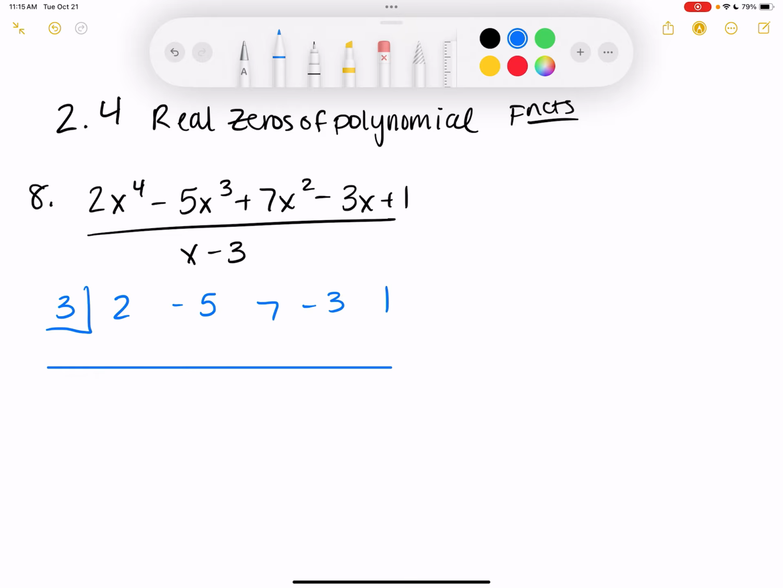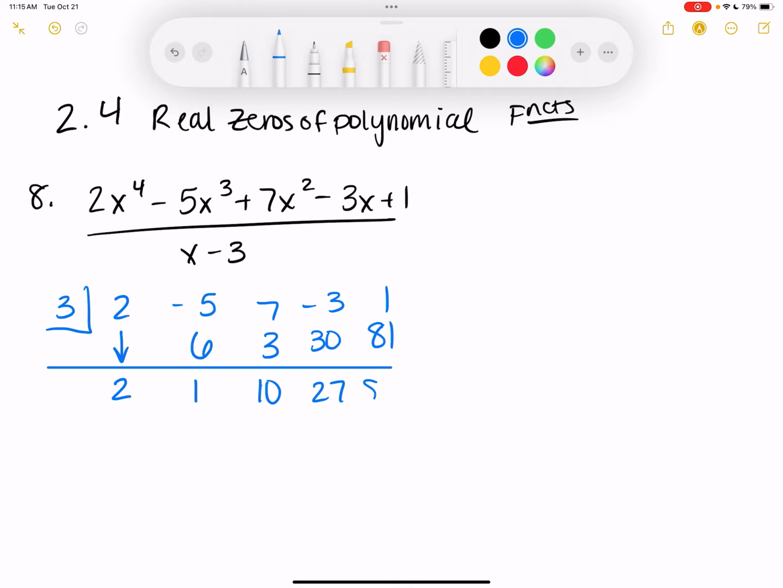We bring down the first number, then we multiply it by what's in the box. So multiply by 3, we get 6, minus 5 is 1, times 3 is 3, add 7 is 10, times 3 is 30, minus 3 is 27, times 3 is 81, plus 1 is 82.